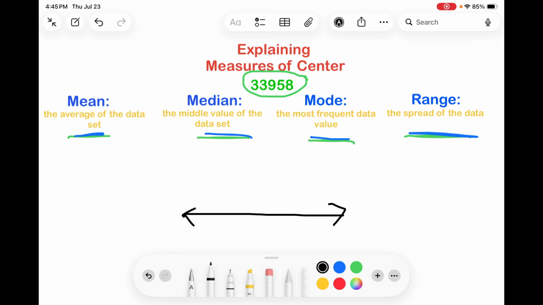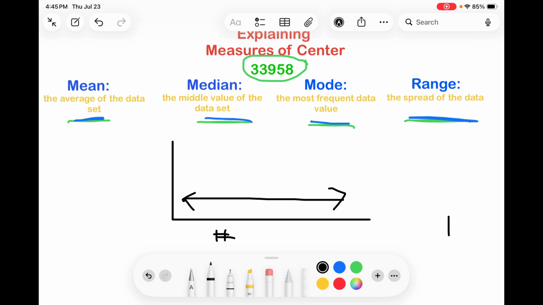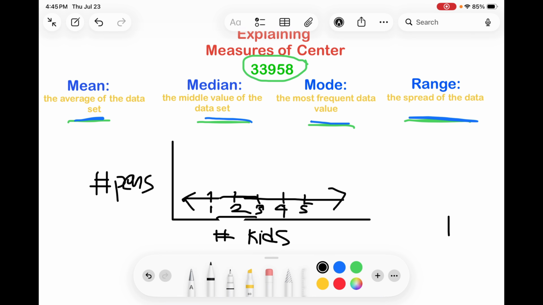Now there will also be a graph situation like this. Let's say I have the number of kids in a class, so we write number of kids here, and on this side, the number of pens they have. Let's say there are 5 kids. The first kid has 2 pens, the second kid has 1 pen, the third kid has 3 pens, the fourth kid has 1 pen, and the fifth kid has 2 pens.